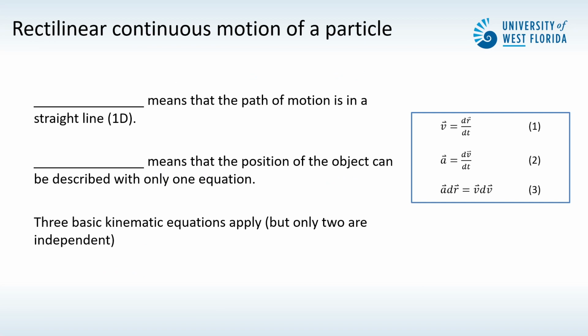So we'll now start using the kinematic equations in situations where there's rectilinear continuous motion of a particle. Rectilinear means that the path of motion is in a straight line, like we just said, it's one-dimensional. Continuous means that the position of the object can be described with only one equation. So let's practice this with an example.